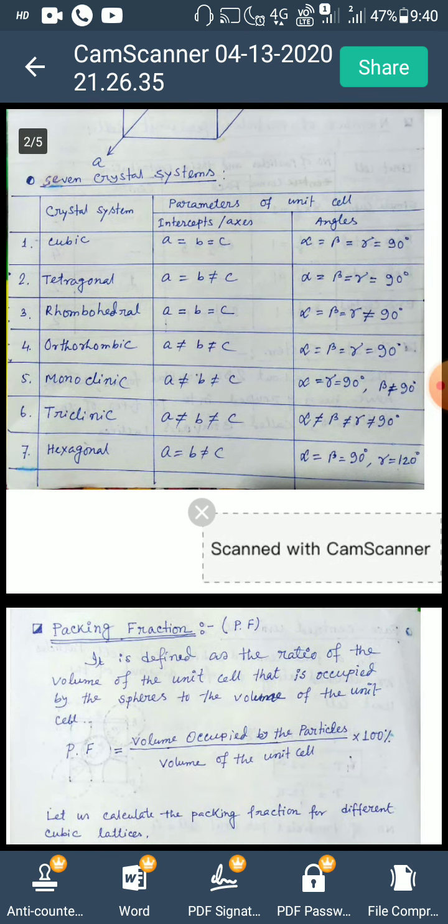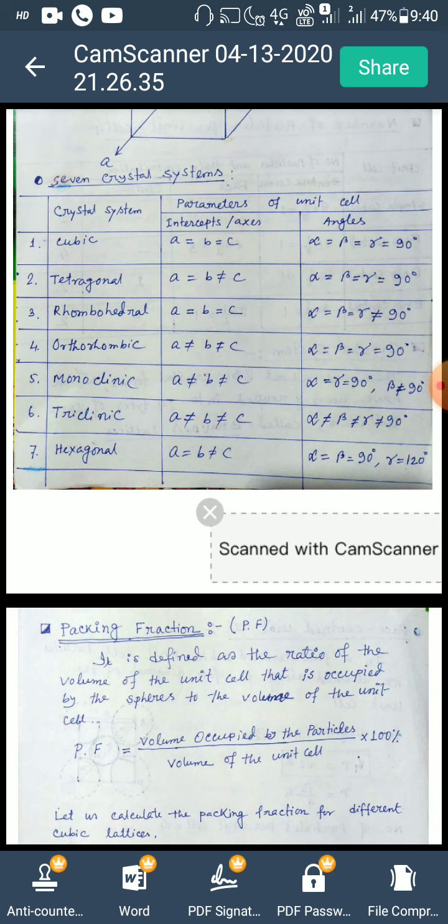The third example is rhombohedral. Here the values of A, B, C are all equal like the cubic system, but the angles alpha, beta, and gamma are not equal to 90 degrees. This is the difference between cubic and rhombohedral. In cubic, A, B, and C are equal and the angles alpha, beta, and gamma are equal to 90 degrees. But in rhombohedral, A, B, and C are equal, but the angles are not equal to 90 degrees.